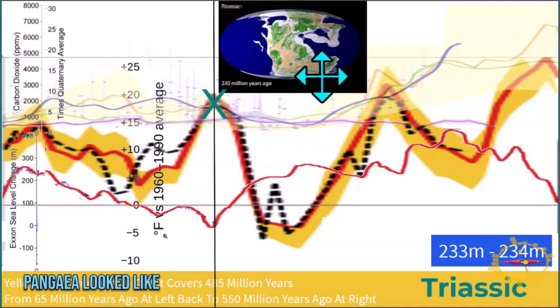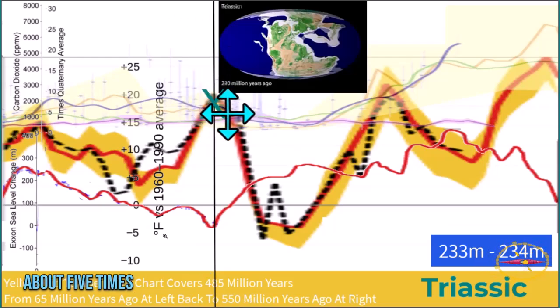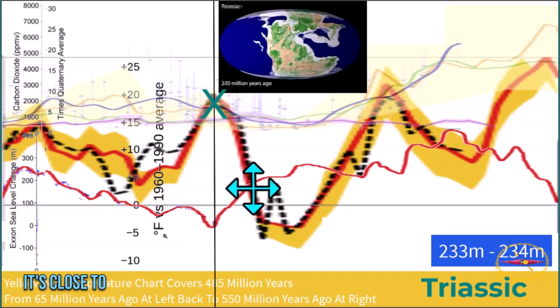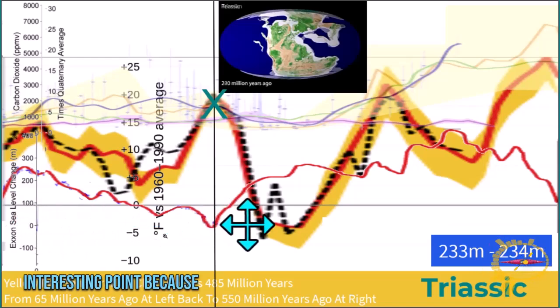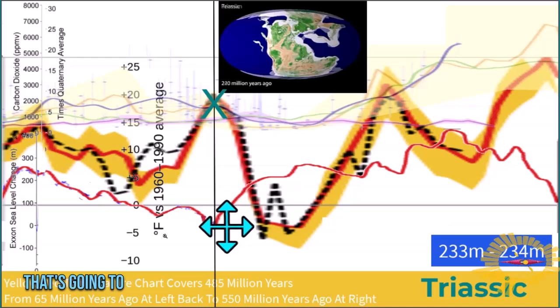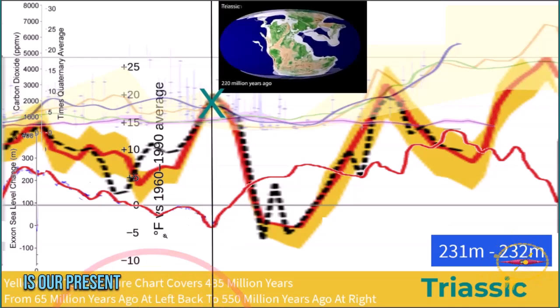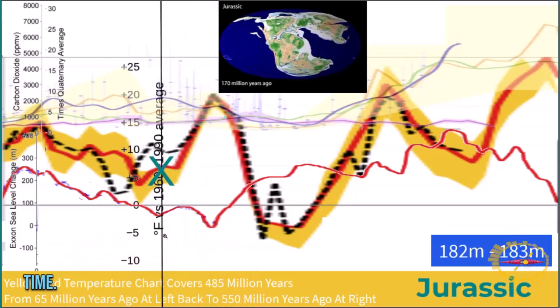Now we're looking at what Pangaea looked like around 240 million years ago. Note that carbon dioxide levels are about 5 times higher than today. Sea level has finally fallen, that is to say it's close to what it is today, basically at the zero number. That's an interesting point, because we're not going to reach this low level again for a span of 240 million years until the present. That's going to be a long time before sea level will go back down to this level, which is our present level, and will continue going forward in time.